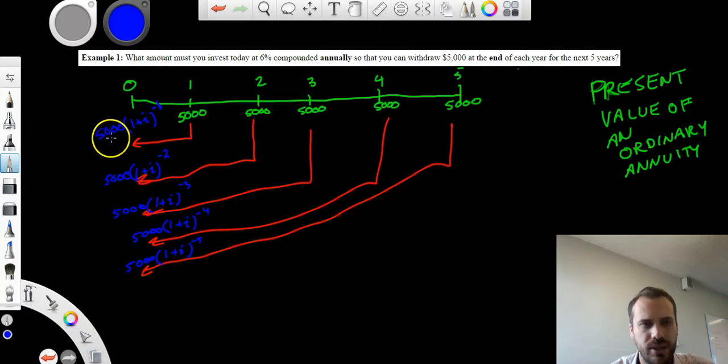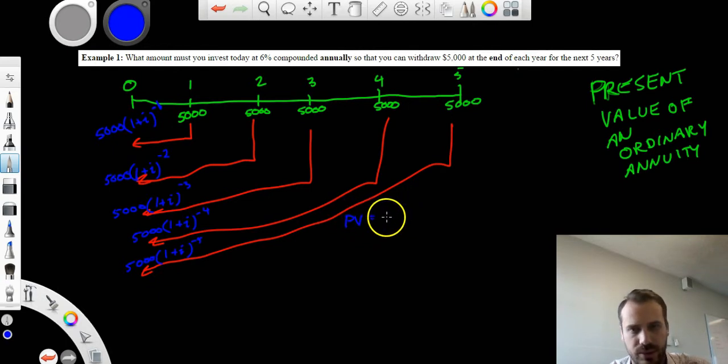Okay, so now we need to find the sum of these terms. And you'll remember the formula for the sum of a geometric progression. I'm going to use present value equals A times R to the n minus 1 over R minus 1. And we have our nice little sum of a geometric sequence formula here.